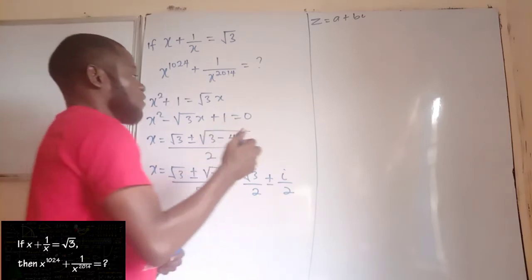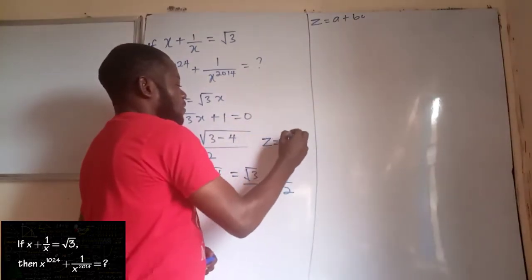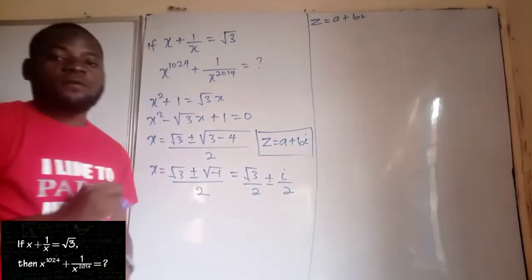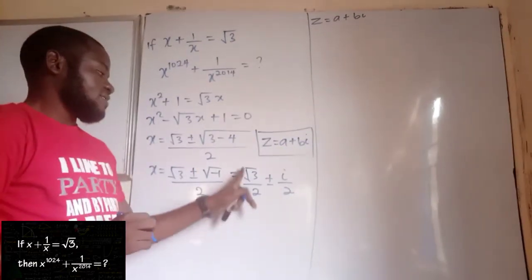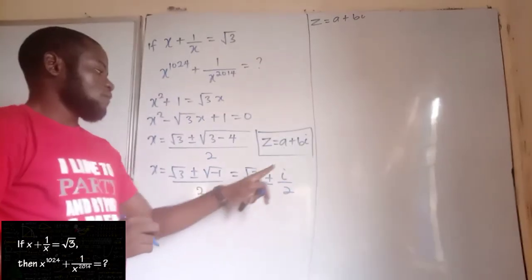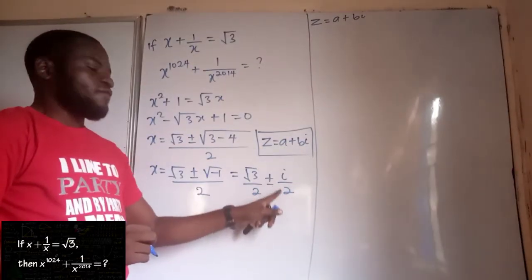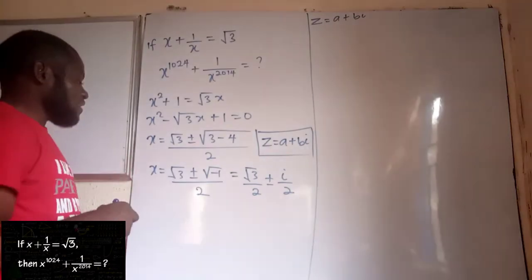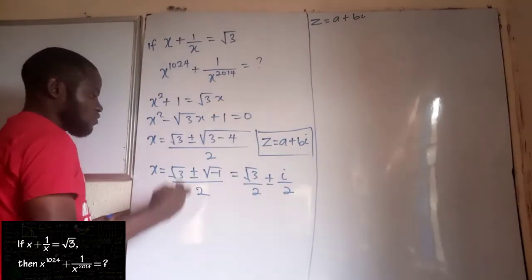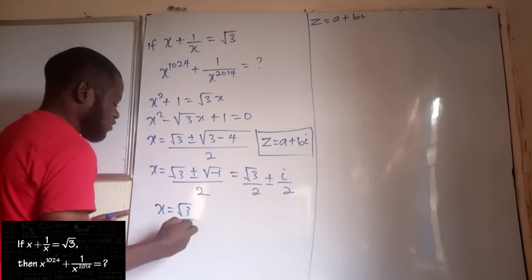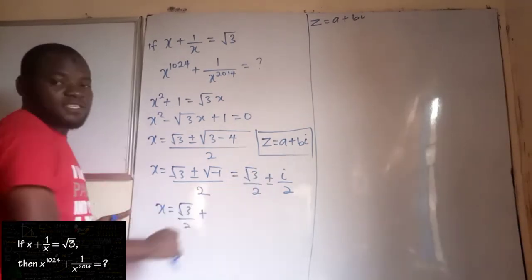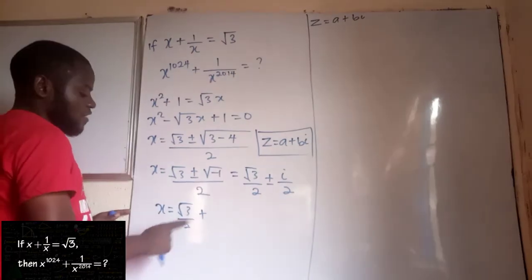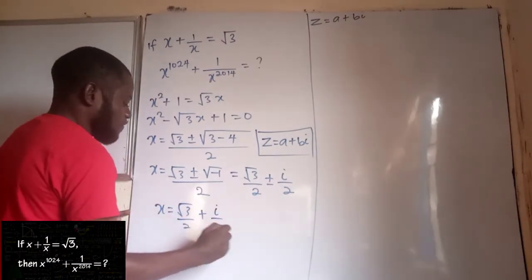Because if I have z equals a plus bi, this is the rectangular form of a complex number, and a is taking the value of root 3 over 2, and b is taking the value of 1 over 2 here. Now that I have the value of x, let's consider the positive value only in order to work smart. So, root 3 over 2 plus i over 2.